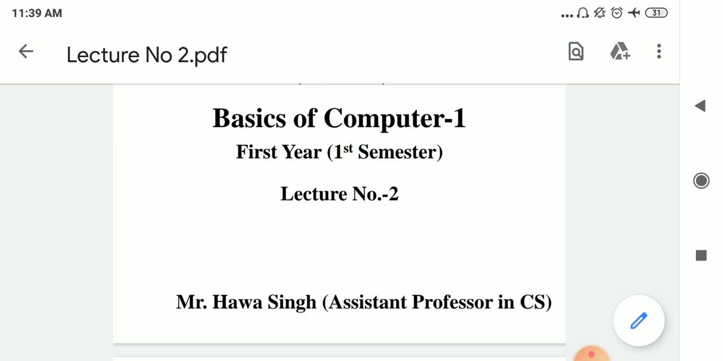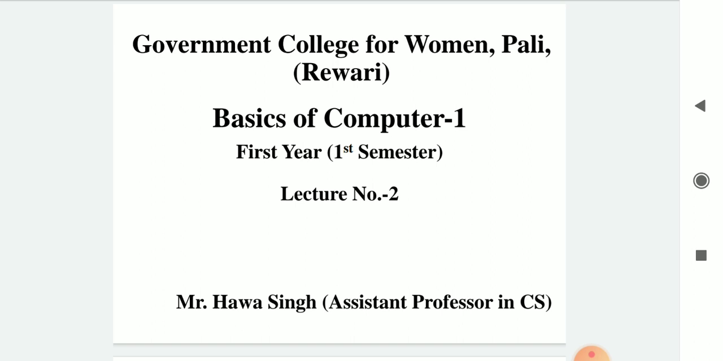It was considered the first modern computer, or it is also known as the first design of the modern computer, for the contribution of Charles Babbage in the field of computers. He is known as the father of the modern digital computer, because today's digital computer follows the structure or the design of Charles Babbage's computer.